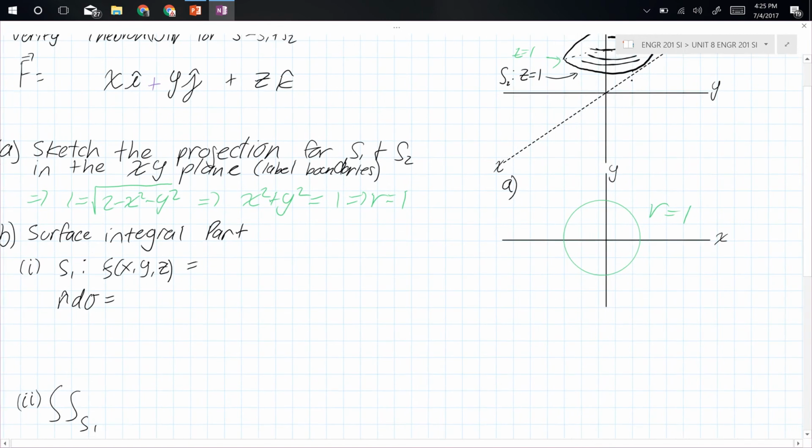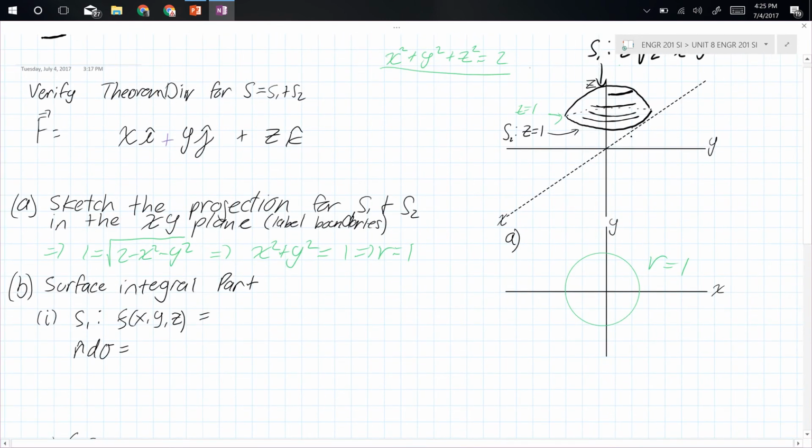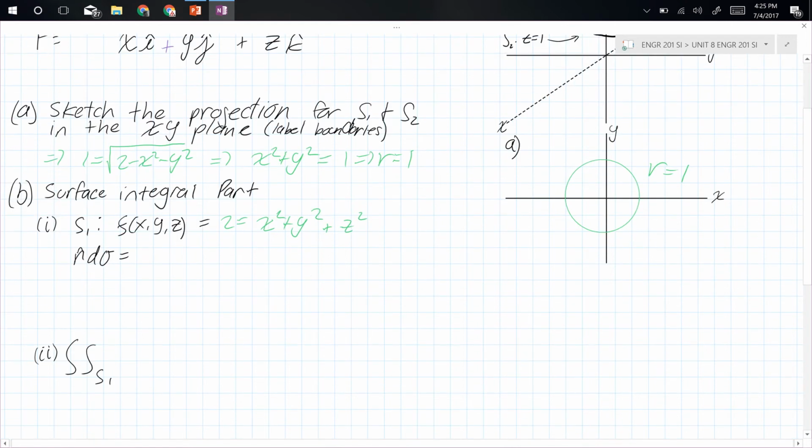So now let's go on to the next part, to do the surface integral. Like I did at the top, I solved for the surface in terms of a constant, so I have to do the same thing here. This has to equal a constant, which would be 2, which equals x squared plus y squared plus z squared. So now I have to do n hat d sigma. And just to remind you all, n hat is a unit vector, so it's going to be del f over the magnitude of del f.